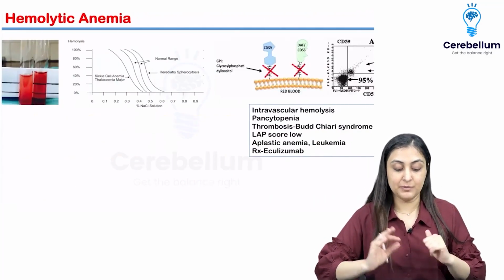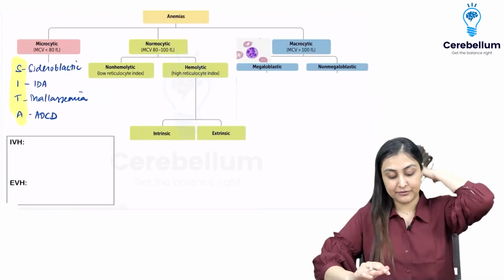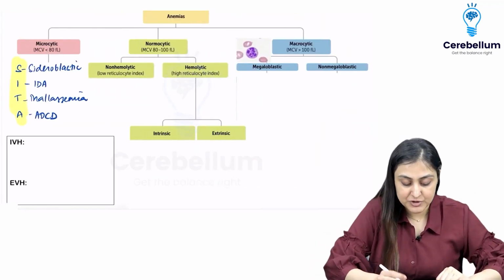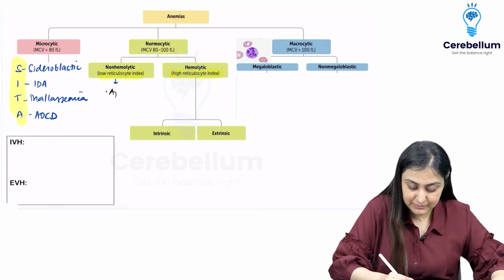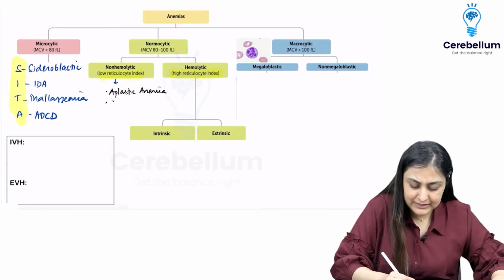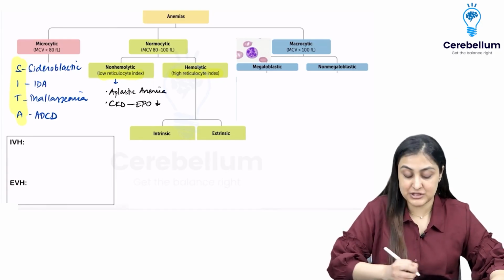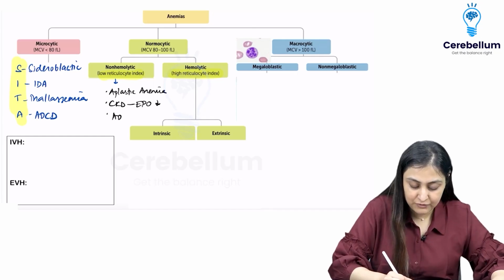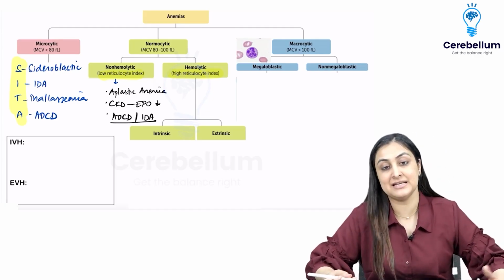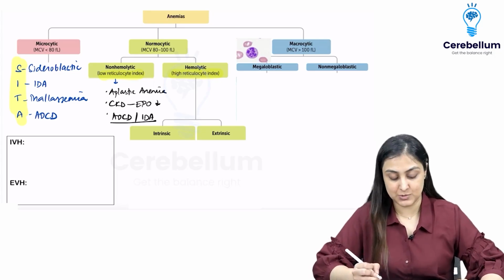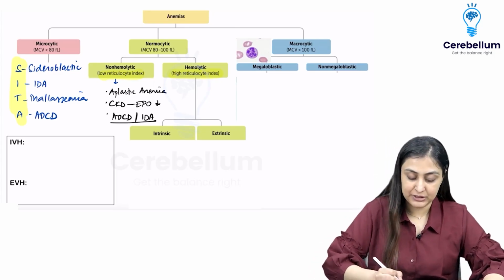Okay, so this is about microcytic. Now let's go back to our flow chart. Now if we have normocytic anemia, the most important consideration here is going to be aplastic anemia. Apart from that, in chronic kidney disease, because of EPO deficiency, you're going to have normocytic anemia. Then two overlaps. AOCD and iron deficiency anemia in certain cases could be normocytic. In early cases, it could be normocytic as well. Okay, so this is our non-hemolytic list.